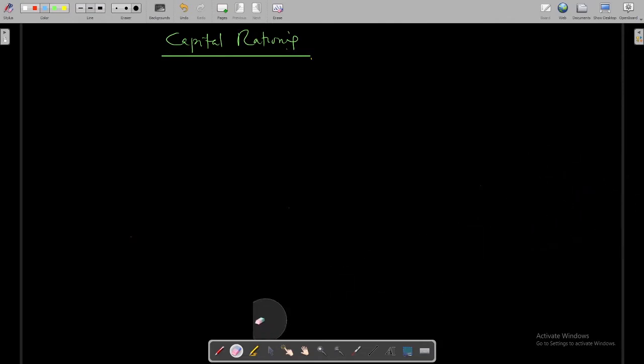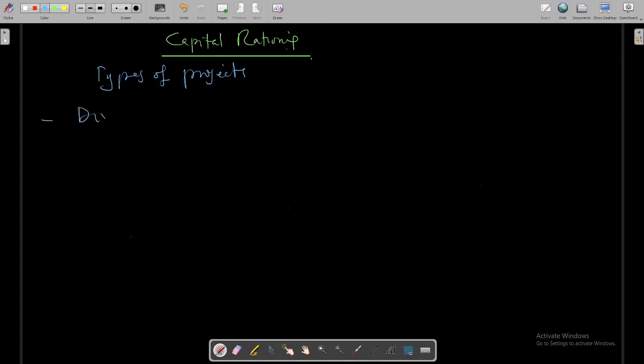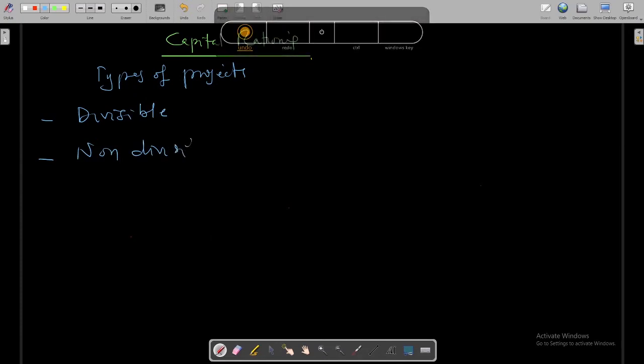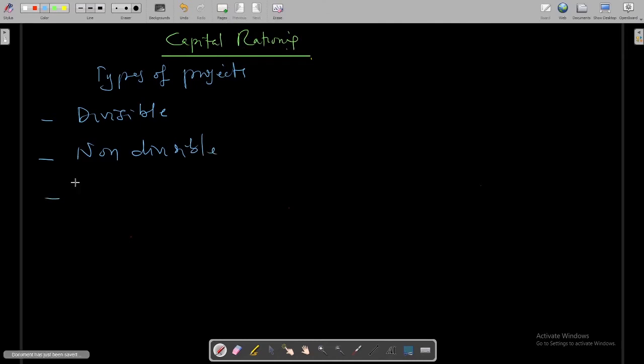Now, for a company to allocate its resources to projects, it must identify the types of projects. So let's look at the types of projects. Now, a project can be divisible, non-divisible, the project can also be mutually exclusive. Now, what is the meaning of divisible project, non-divisible project, and mutually exclusive project?